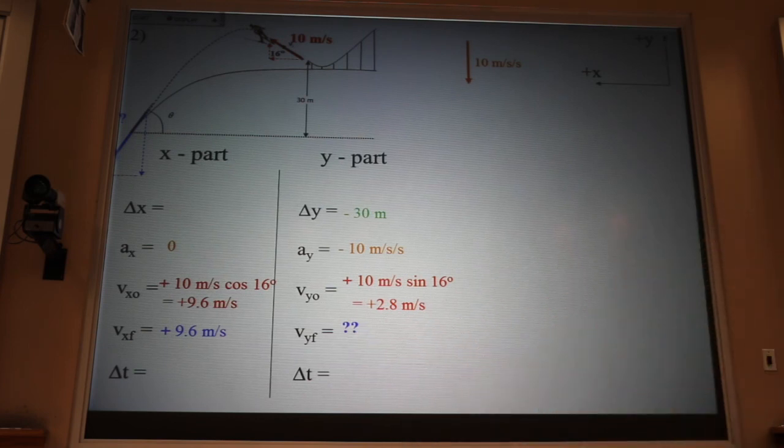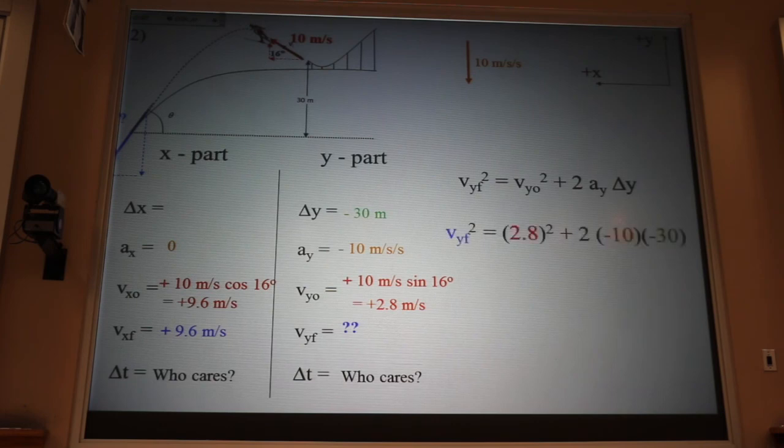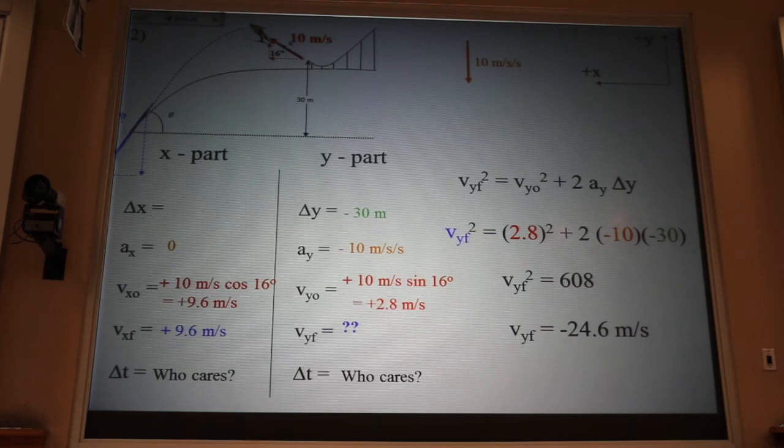Well, I have 3 pieces of information in the y list. That makes my time, who cares? I solve the equation that doesn't have time in it. I just plug and chug. I get this value. When I take the square root, I have 2 answers, either a positive or a negative 24.6. He's going down and to the left. The down means negative y. So I choose the negative 24.6.